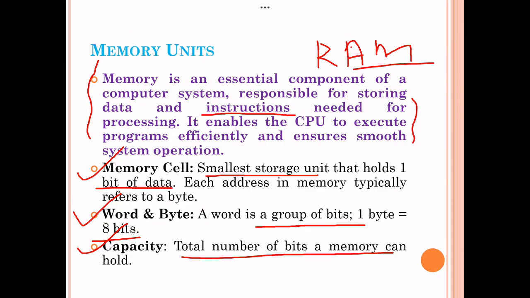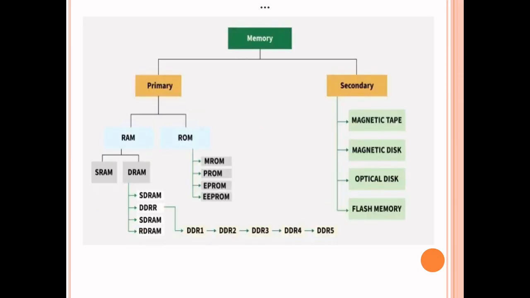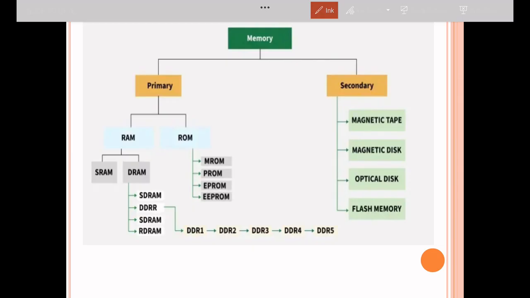Okay, now you can see such a diagram you have already seen. Here we are holding the address. Okay, so these are the addresses. Now this is the full diagram you have to write in your exam. In the full diagram you can see memory has two types: one is primary and second is secondary. Primary also has two types: one is RAM and second is ROM. One by one we will discuss.